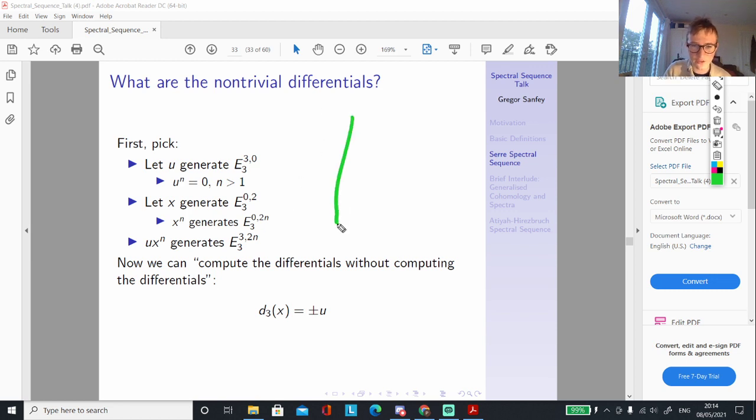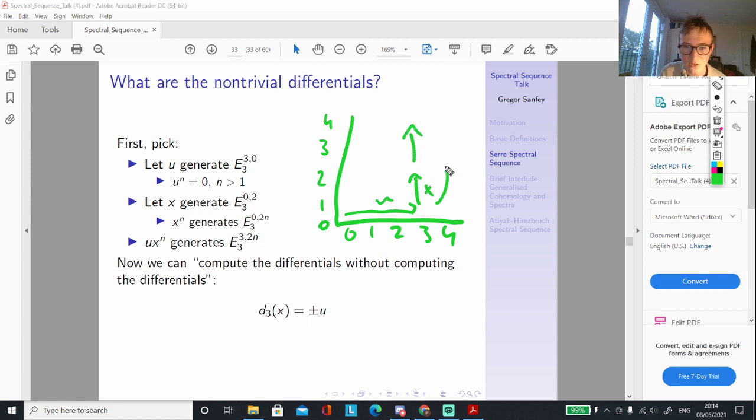So what? Okay, let me just sketch this out quickly. So let's say we have q going 4, 3, 2, 1, 0 and p going 0, 1, 2, 3, 4. Now, u is going to send us along by 3. Then doing x once is going to send us up by 2. Doing x twice is going to do x squared, like this. So this is u x squared, this is u x cubed, and so forth. So that's what it's going to look like. Doing u is going across, doing x is going up.